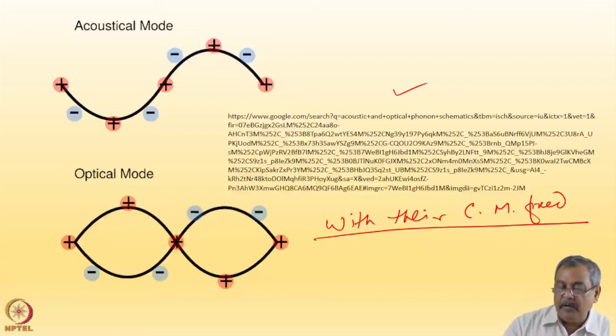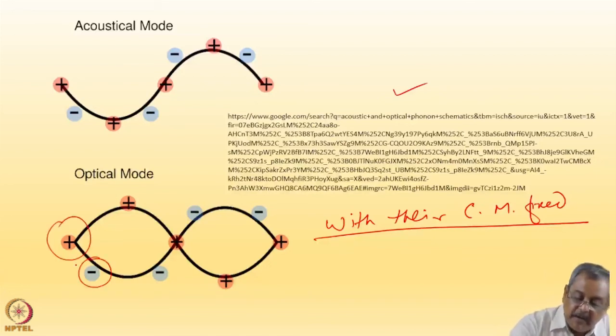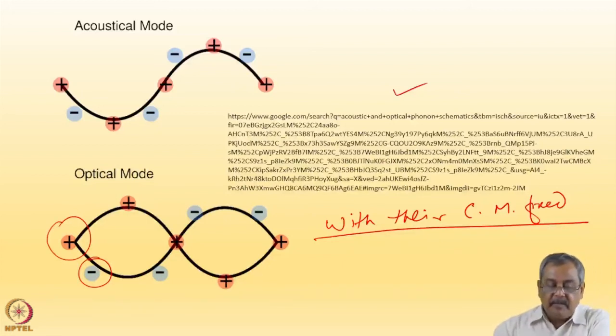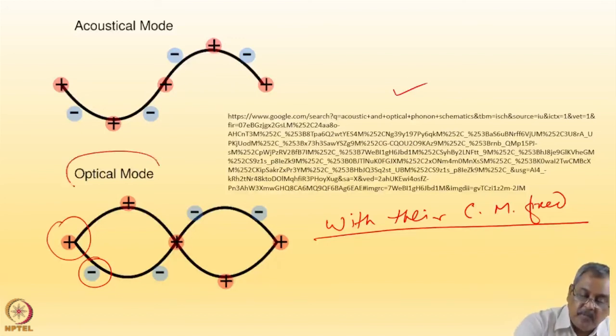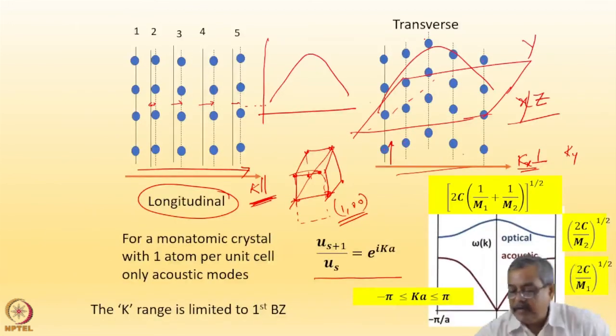But this comes when you have either two equivalent atoms in the unit cell or inequivalent atoms. If they are inequivalent atoms, and if this positive and negative are the ionic charges for the lattice sites, then these movements of the atoms at the lattice sites look like a dipole oscillating, and it can absorb energy from an optical wave, or it can give energy to an optical wave. That's why, when the atoms move against each other, they are known as optical modes, and their dispersion relations are also different compared to the acoustic modes. I will come to this later.